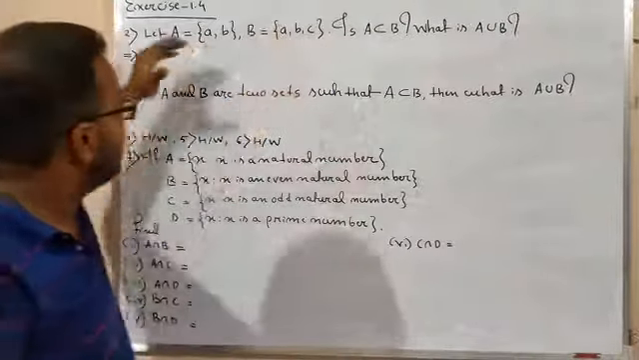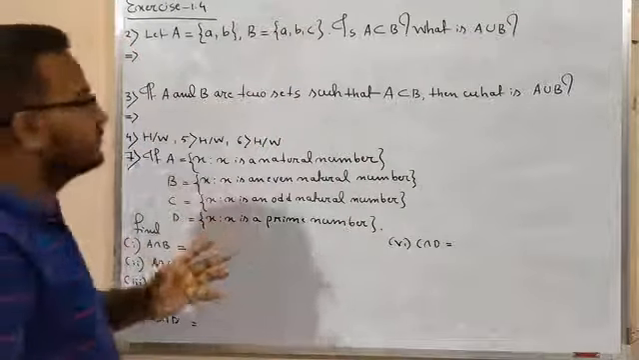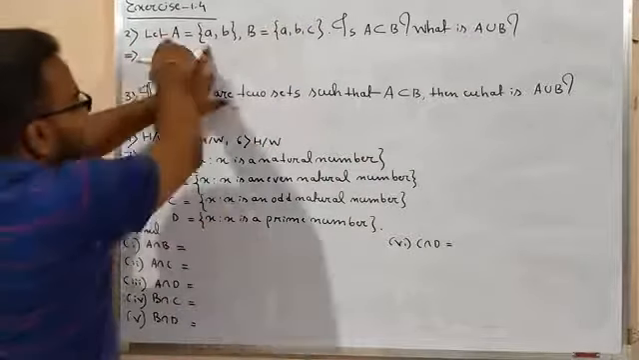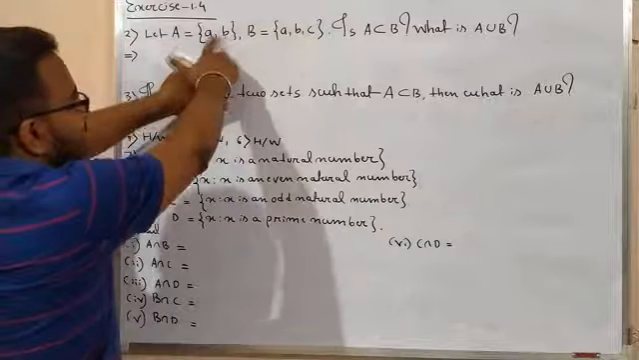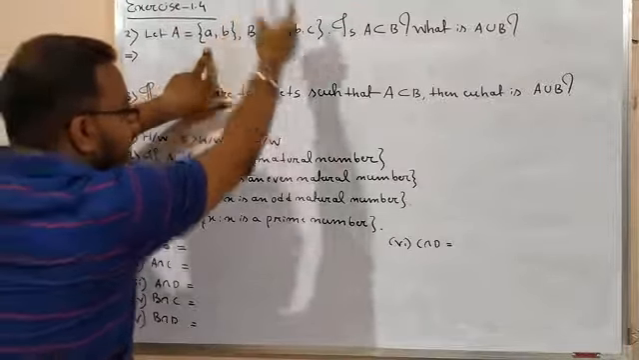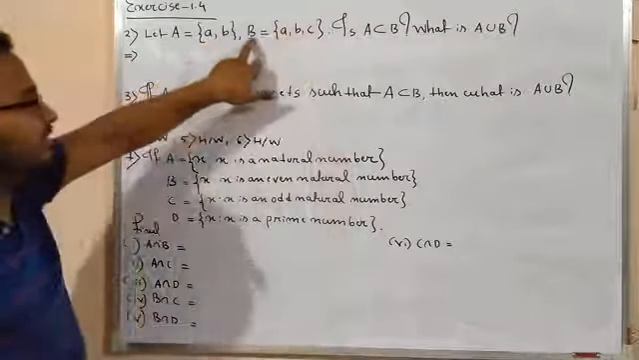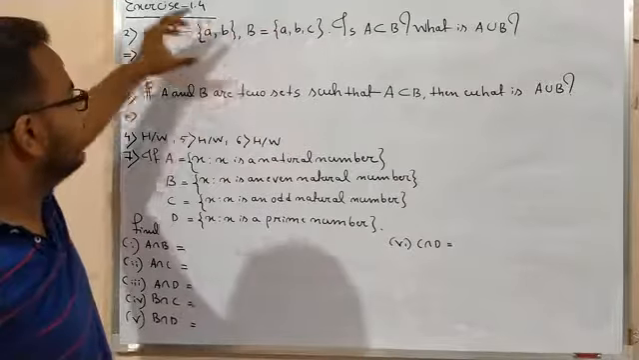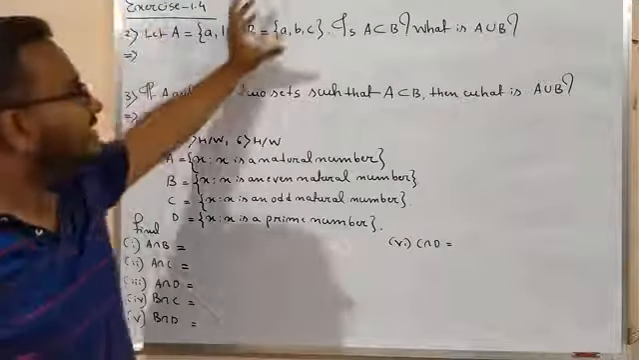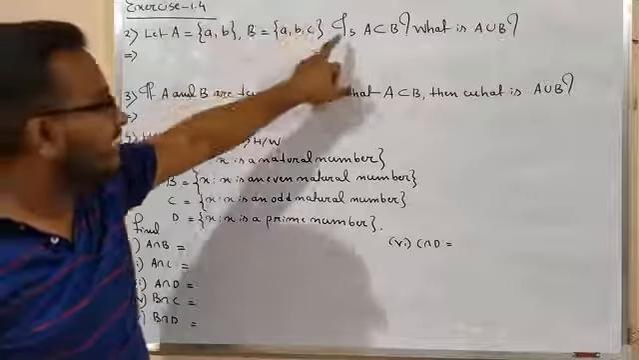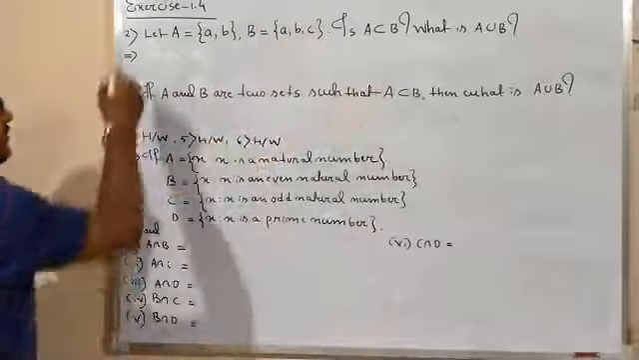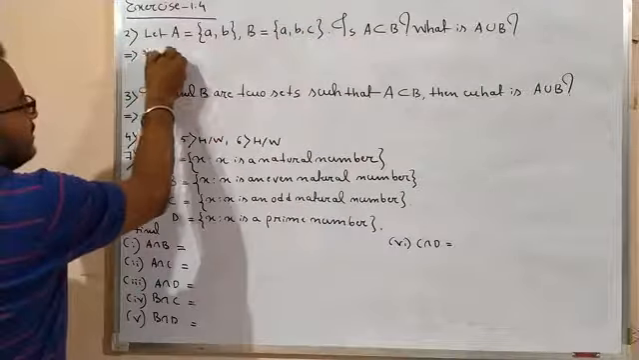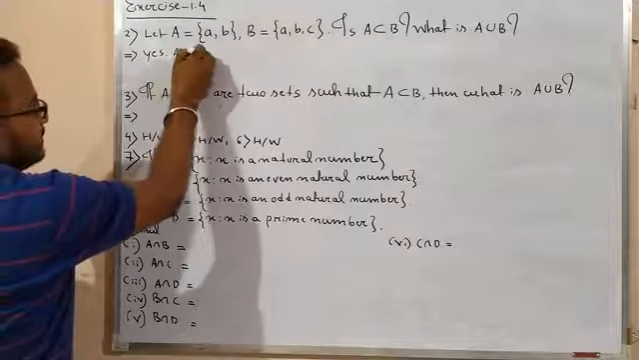That means, is A properly contained in B? Yes, of course. Why? Because the set A contains two elements, a and b, and both of them are also elements of B. That means this set is entirely contained in the set B. So I can write: yes, A is a proper subset of B.